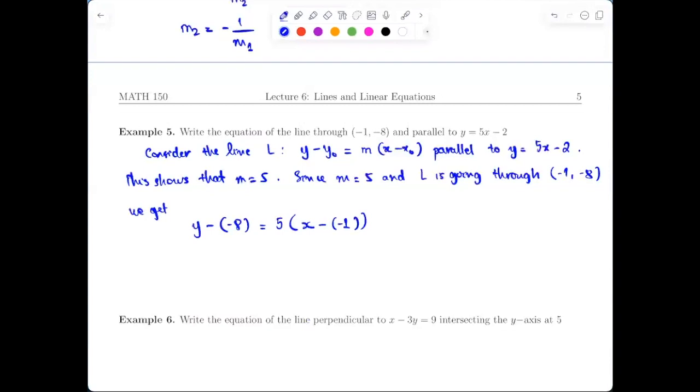But let me simplify the equation a little bit. So I get y plus 8 equals 5 times x plus 1. You okay? Hopefully you follow my analysis and understand where all the information and all the numbers are coming from. Any questions?